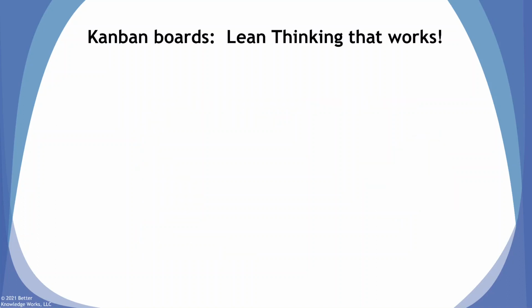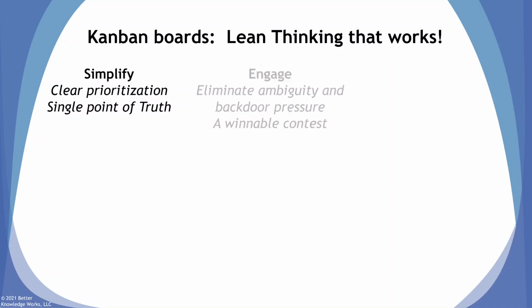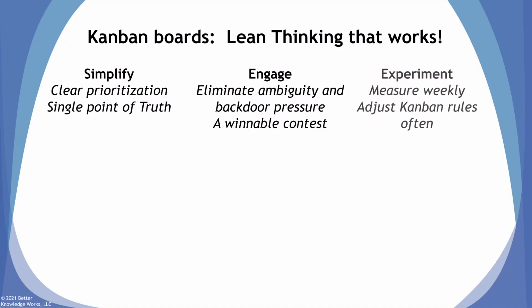Lean thinking for knowledge work is based on 3 principles, and Kanban does all 3. It simplifies with clear rules of prioritization and a single point of truth for what's in and what's out. It engages the team, eliminating ambiguity and behind-the-scenes pressure from dissatisfied internal customers. It creates contests our team can win. And it experiments. It demands we write down how we're going to prioritize, and then we adjust how we do things when we look at customer satisfaction. And we try to improve. This experimentation mindset is the foundation of learning.